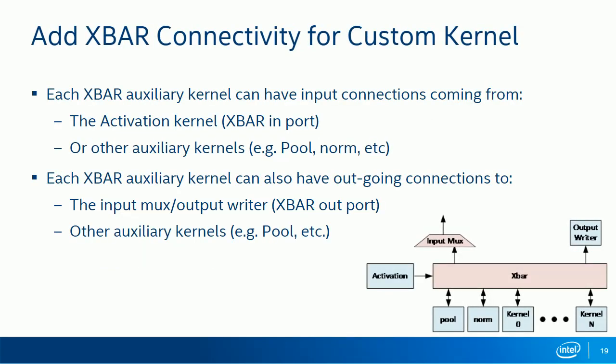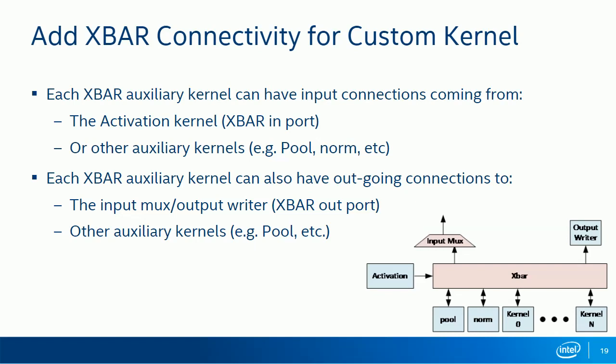Let's first add the crossbar connectivity for your custom kernel. The crossbar is where all the auxiliary kernels are connected to each other, as well as to the input from the activation layer, as well as the output to the stream buffer through the input mux, or the output write to DDR.